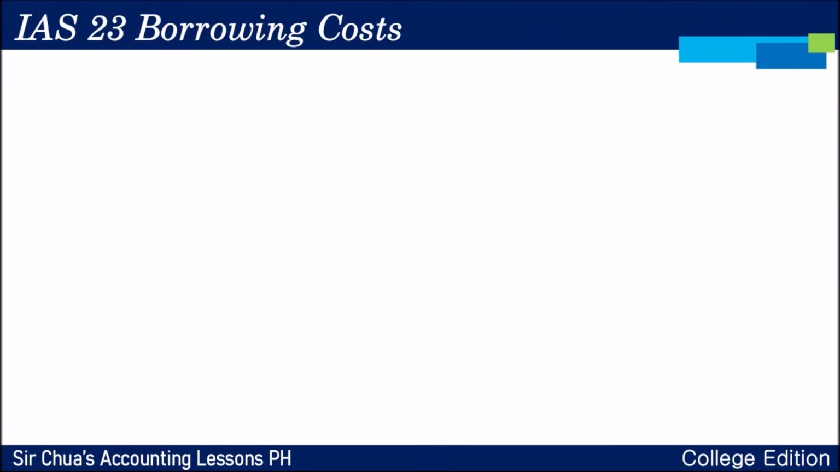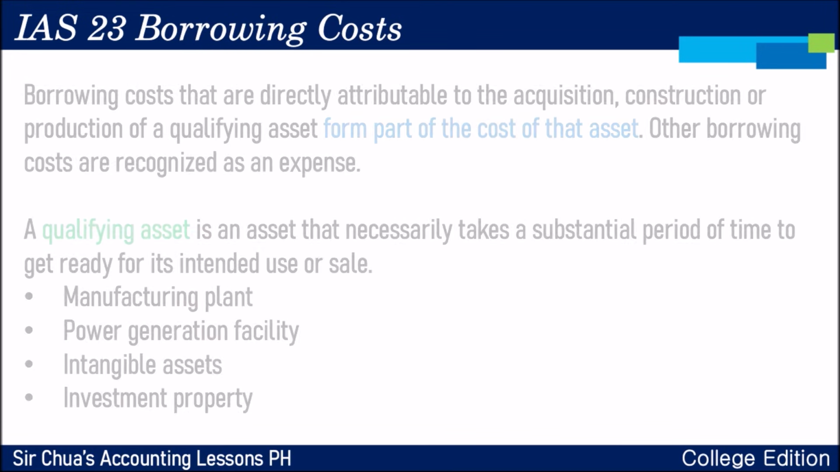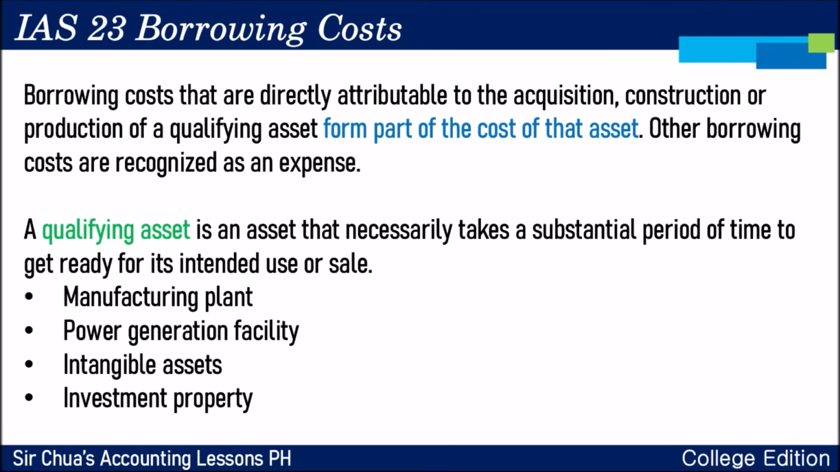Now let's talk about IAS 23 borrowing cost. Borrowing costs that are directly attributable to the acquisition, construction, or production of a qualifying asset form part of the cost of that asset. Other borrowing costs are recognized as an expense. Mga kapatid, paano po ba ang premise nitong borrowing cost?